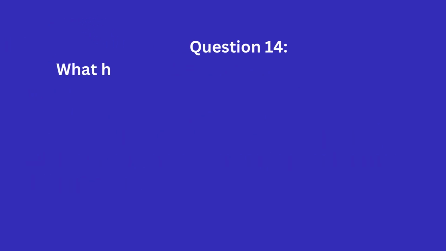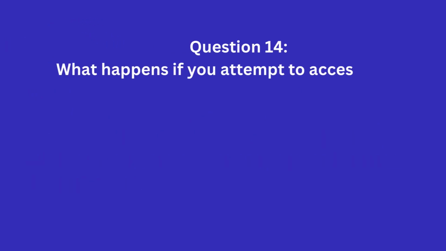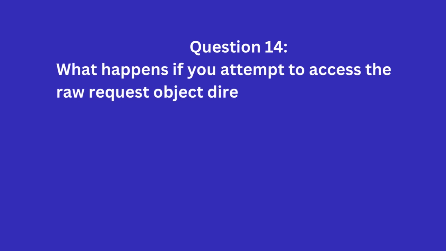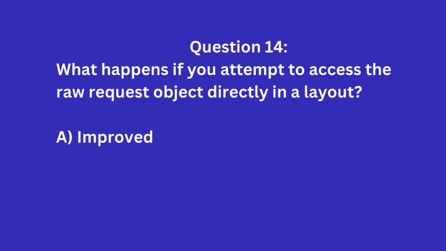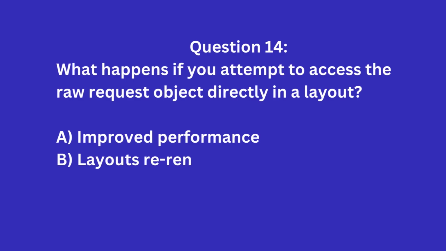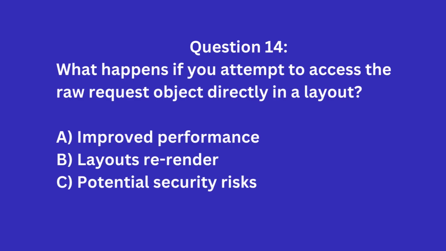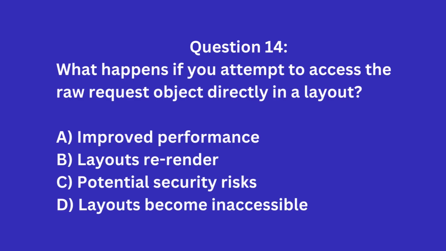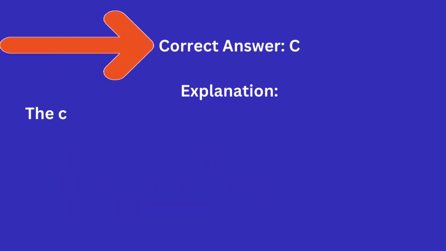Question 14. What happens if you attempt to access the raw request object directly in a layout? A. Improved performance. B. Layouts re-render. C. Potential security risks. D. Layouts become inaccessible. Correct answer: C.